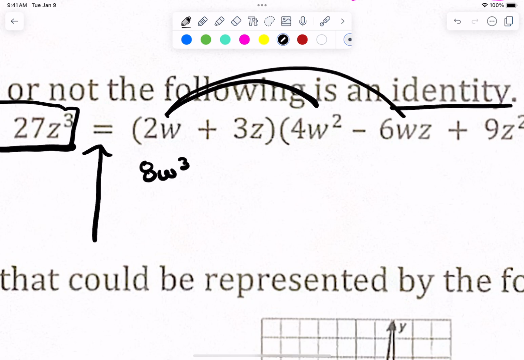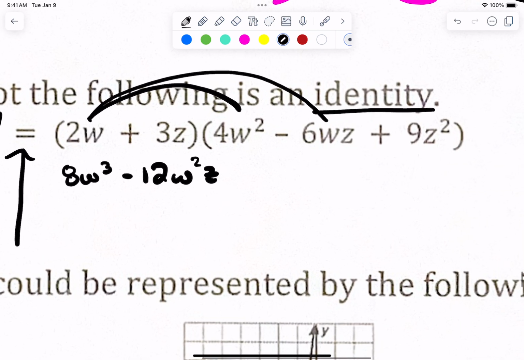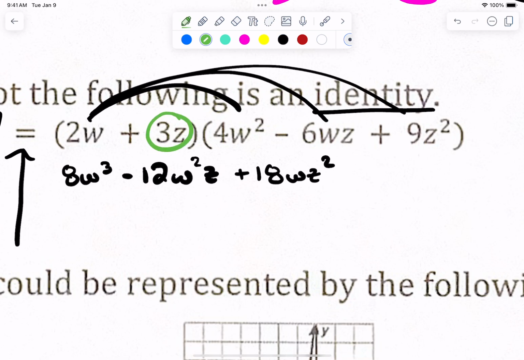Okay, 2w times negative 6wz. That is disgusting. Negative 12w squared z. Okay, now 2w times 9z squared: 18wz squared. Okay, now I'm going to start with the 3z.